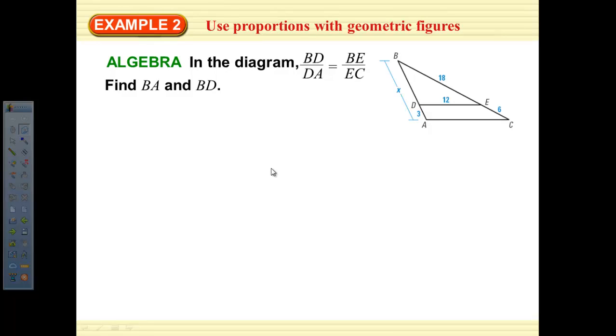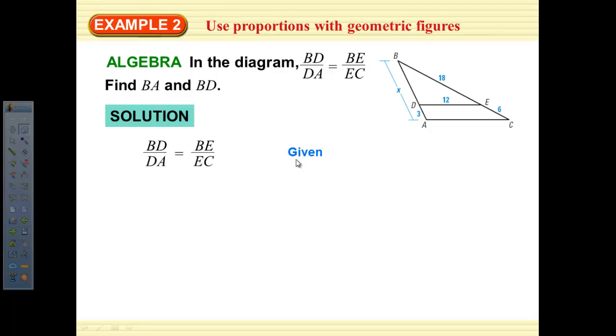For the second one, we've got BD over DA equals BE over EC. And we want to find BA, which is x, and also BD, which is this unknown length here. Now we do have a problem, because if we have BD over DA equals BE over EC, we don't know what BD is. So we want to find out what x is. So instead of saying BD over DA, we're going to say BD plus DA over DA, and BE plus EC over EC, using that fourth property once again.